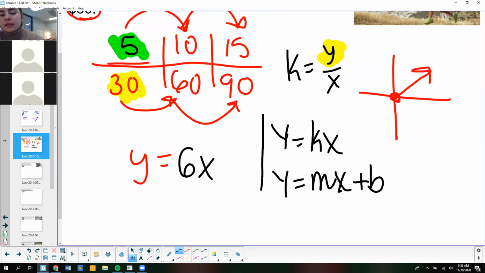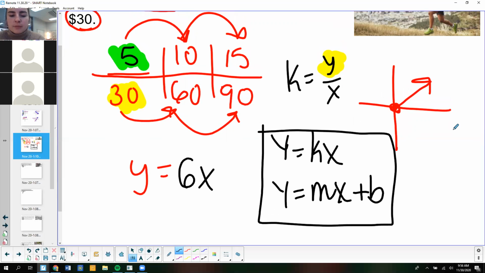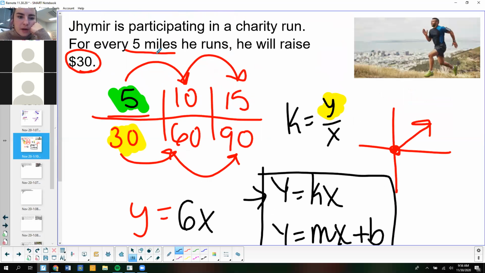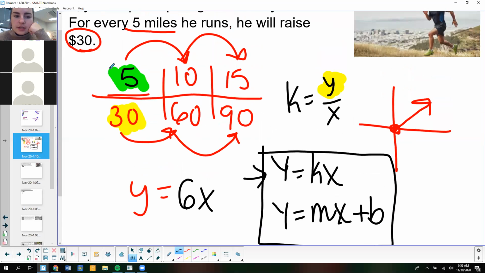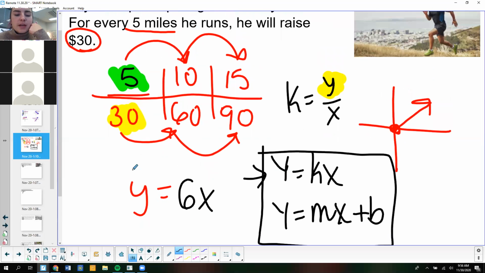So I would definitely think about this, maybe get this written down. This is for proportional relationships, a relationship like for every 5 miles, he raises $30. What this 6 means is for every 1 mile, he raises $6. That's what that rate means. That's what a proportional relationship looks like.